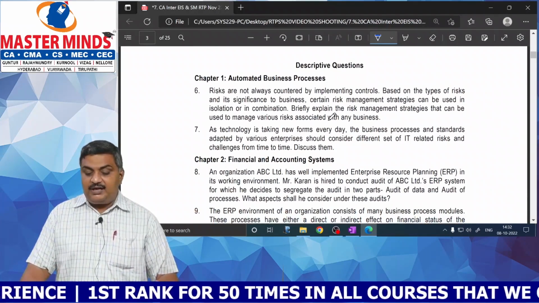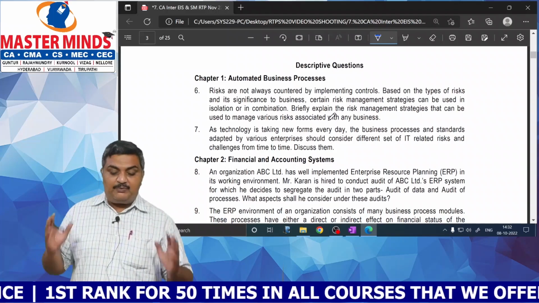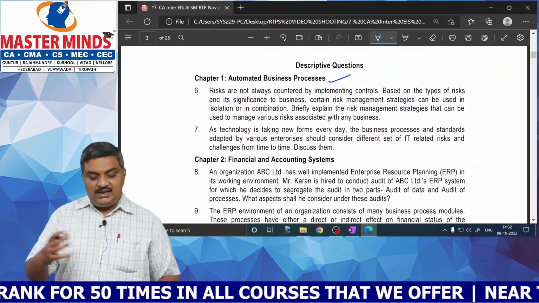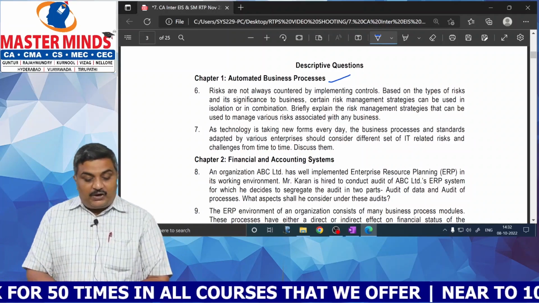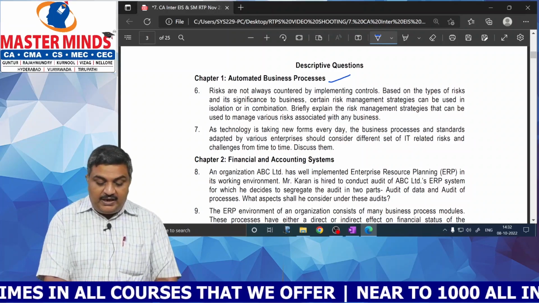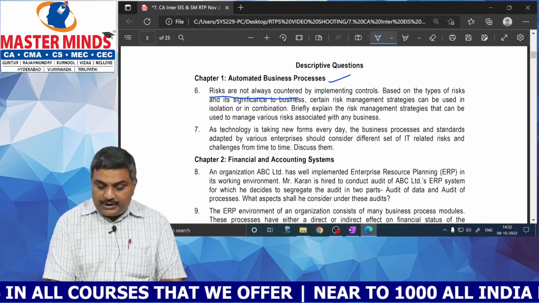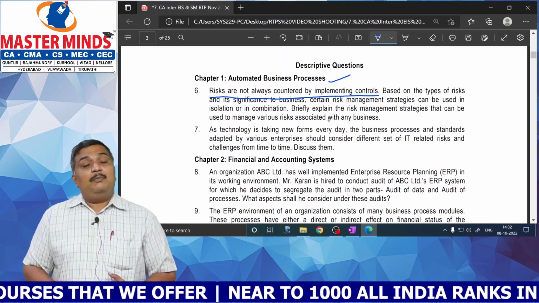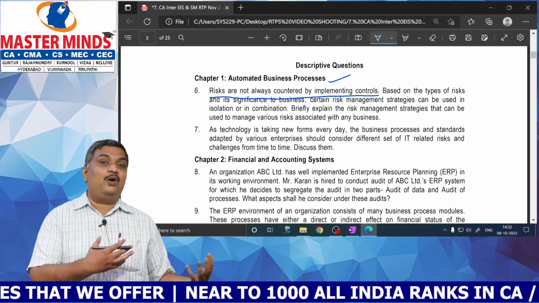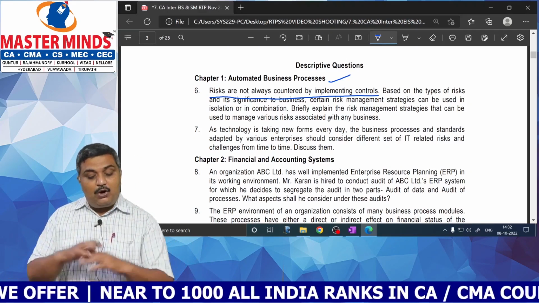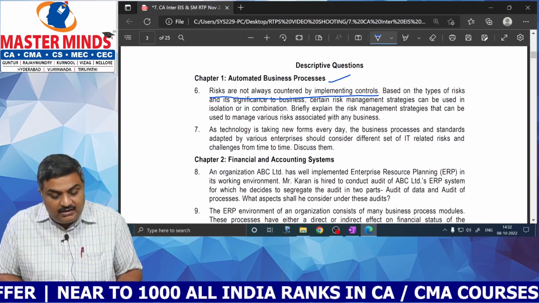Now let us enter into the descriptive questions from chapter 1, automated business processes. Now let us see the question here. Risks are not always countered by implementing controls. Very important and beautiful point. Many people think in a wrong way that by having controls you can counter the risks, you can kill the risks. No, risks are not always countered by implementing controls.